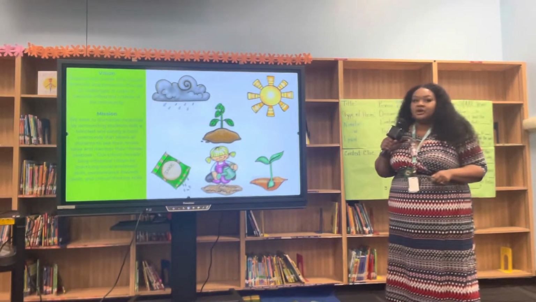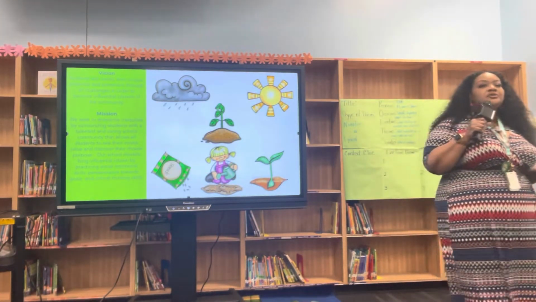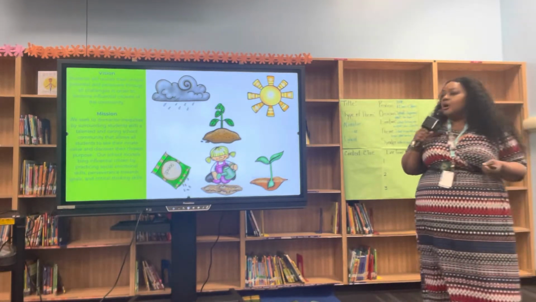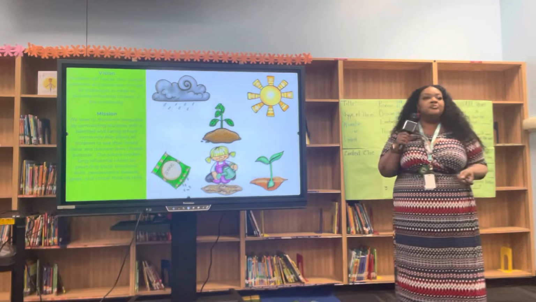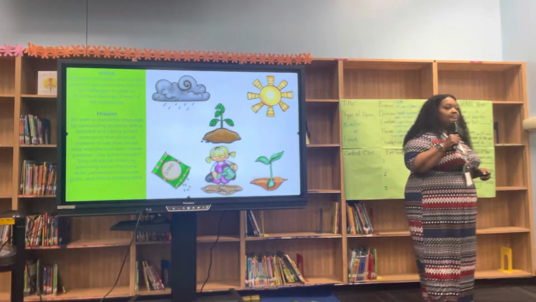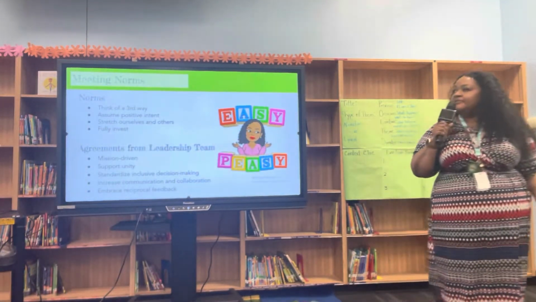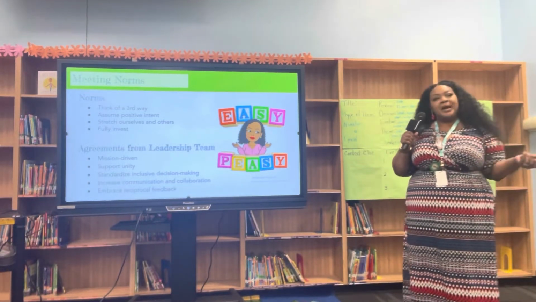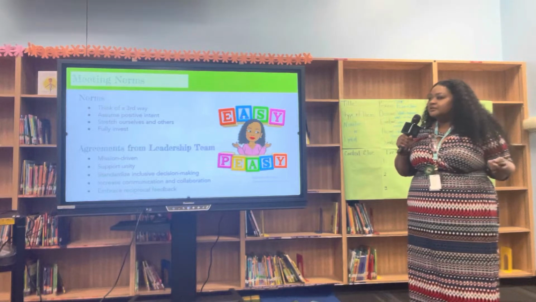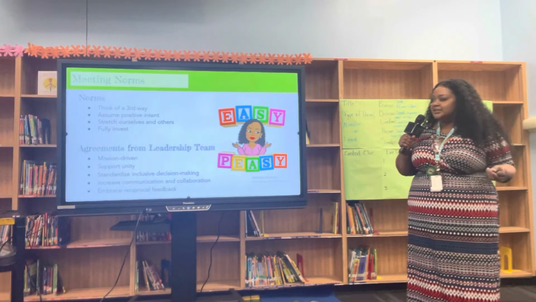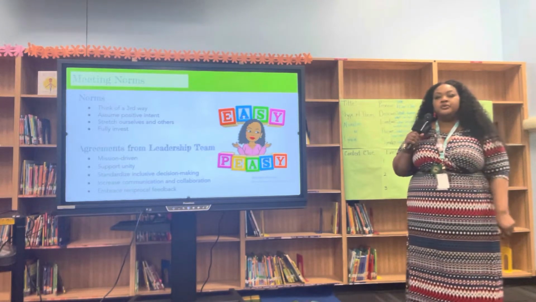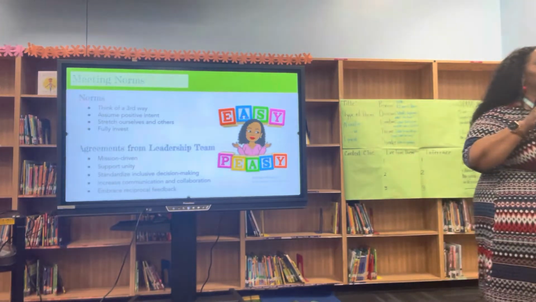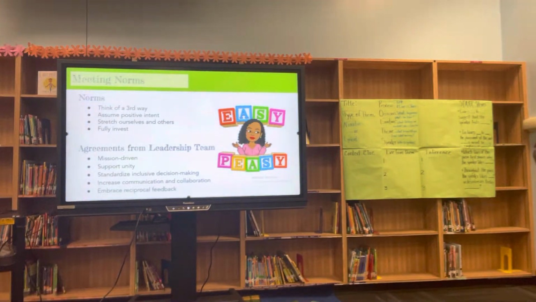Having said that, this is our vision and mission for our school. We're all about a garden theme because we believe if we pour and do the hard work into our students, nothing but beautiful flowers can grow, okay? So having said that, these are our norms. I want you to remember thinking the third way, assume a positive intent, stretch ourselves and others, and fully invest. And that is our agreement also with your leadership team. So let's take 10 seconds and choose which norm you're going to really push through this particular morning.